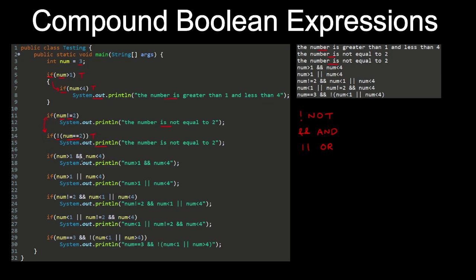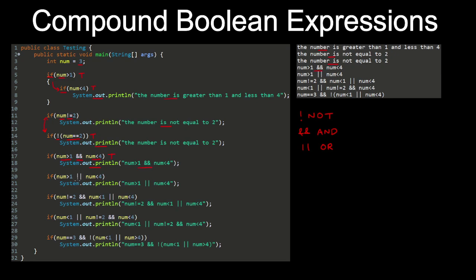And in the next if statement, we use the and operator. So we check if 3 is greater than 1 and 3 is less than 4. So both of these Boolean expressions must evaluate to true, which is the case here, and therefore the code statement is executed and this string is printed to the screen.